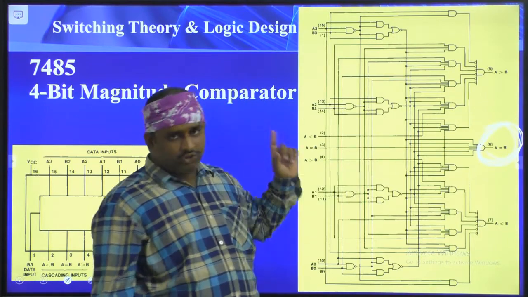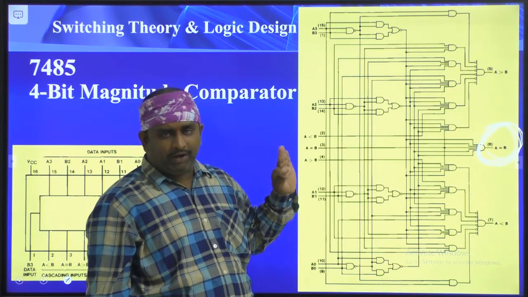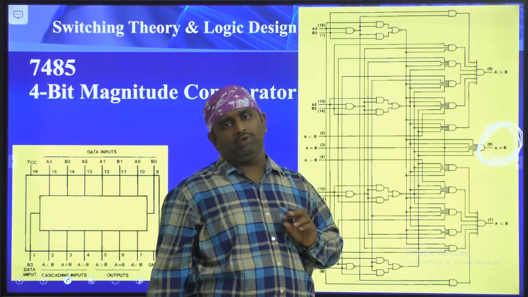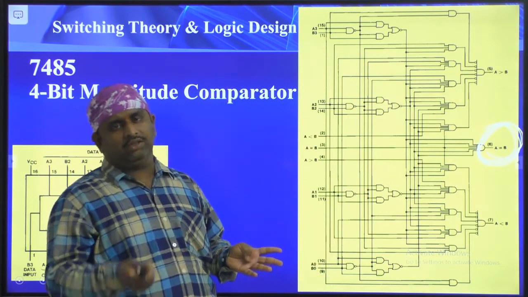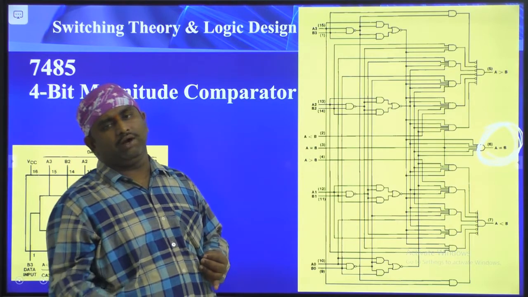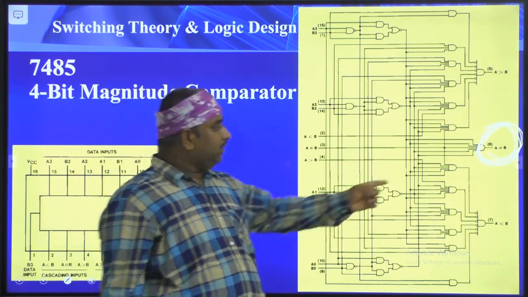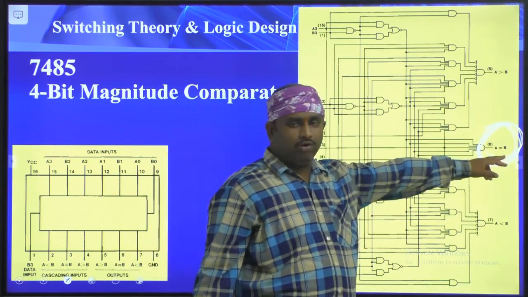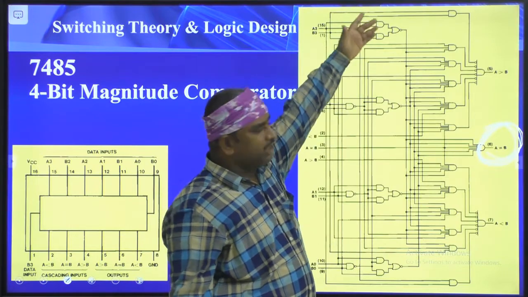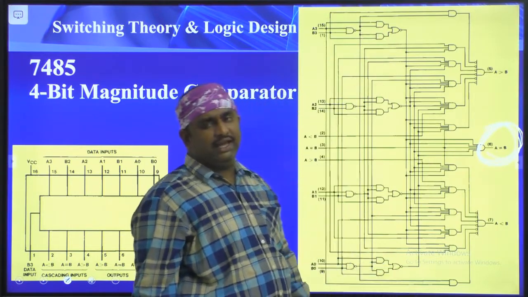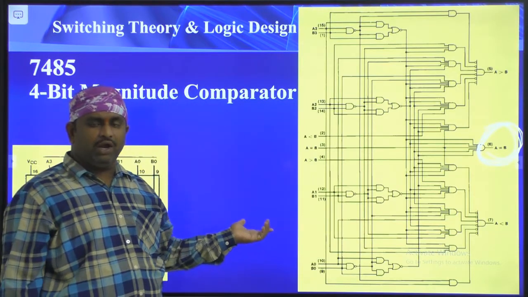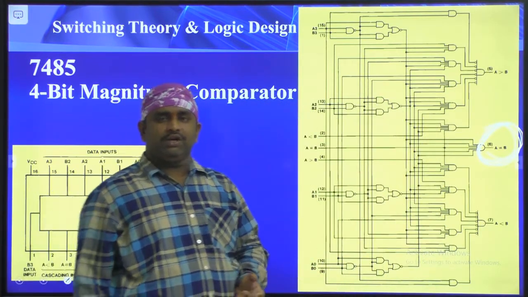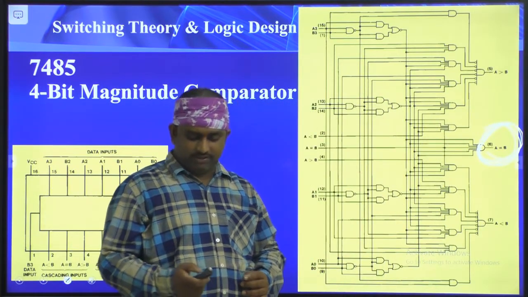That is, when A3 B3 bit is equal to 1 and A2 B2 bit is equal to 1, A1 B1 is equal to 1 and A0 B0 is equal to 1. That is, if A3 is equal to B3, then A2 is equal to B2, then A1 is equal to B1, then A0 is equal to B0, only then this AND gate goes to 1. That is nothing but the A equal to B output we will get here. The circuit above is A greater than B and the circuit below is A less than B. These internal structures we have already discussed in the previous classes.